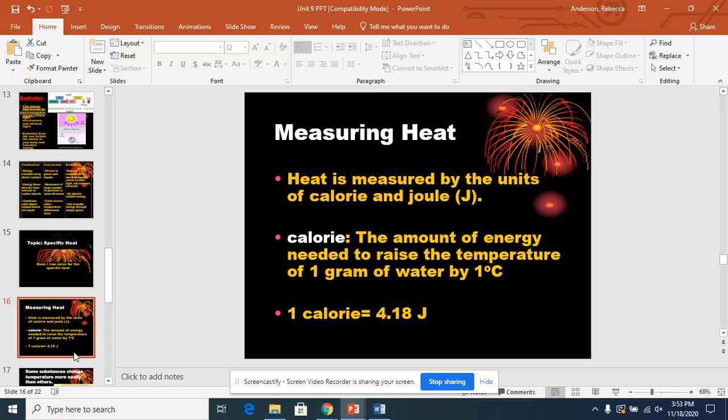So that's why the more calories you intake, your body probably does not burn them off, so you have excess that then turns into fat. So that's where calories comes from.